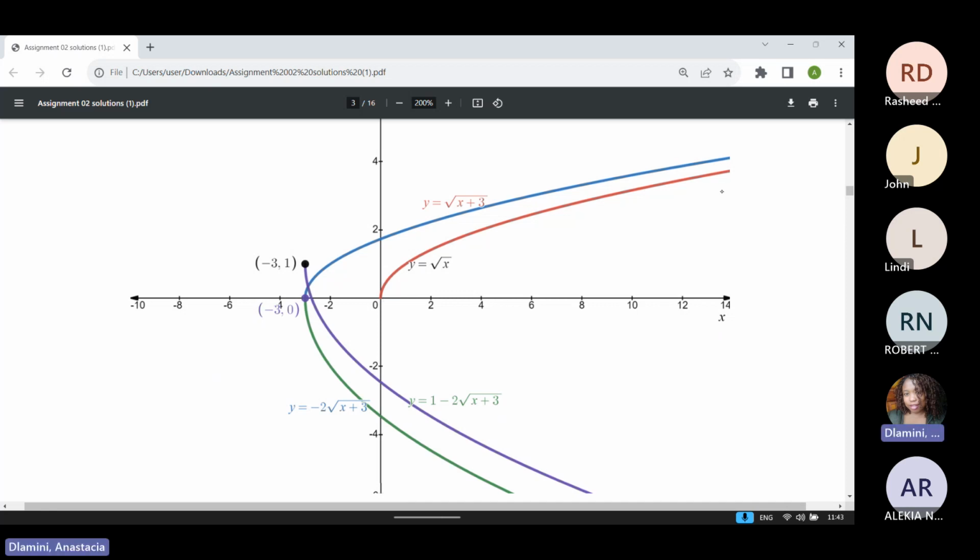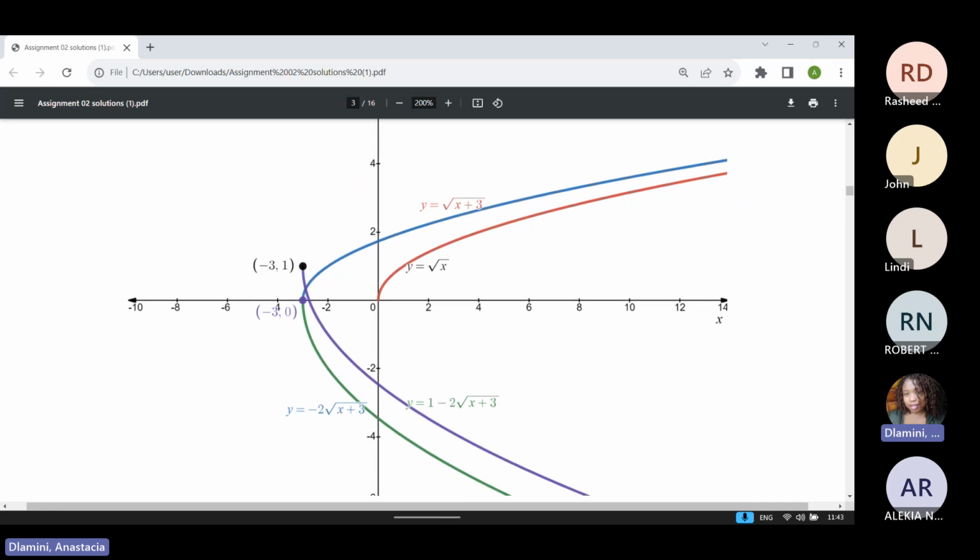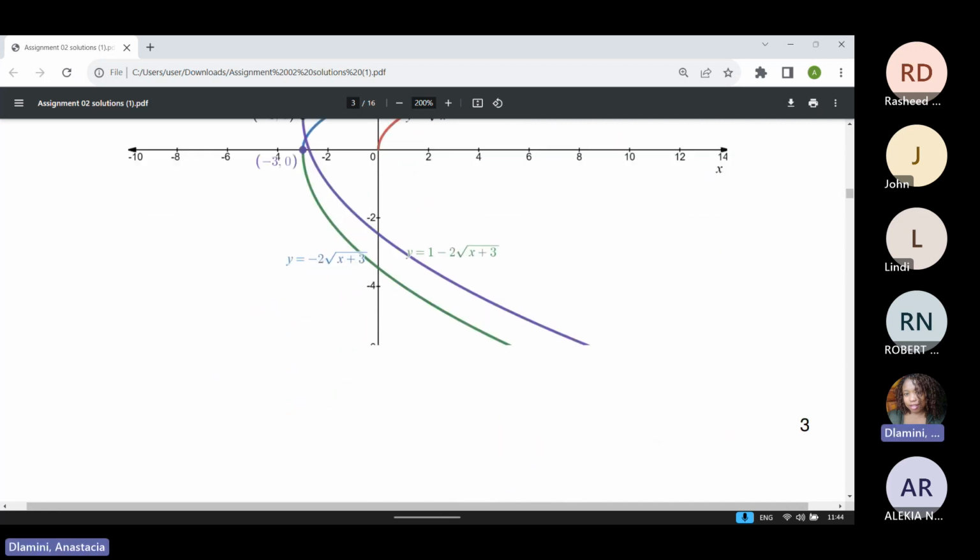So the red graph is the parent function, and then the blue graph, you have shifted the graph 3 units to the left, and then I multiplied by negative 2 to stretch and reflect the graph about the x-axis. Then I shifted the graph 1 unit vertically upwards. Then you obtain the purple graph. So the transformation doesn't really matter where you start. At the end of the day, you'll end up with the same answer.